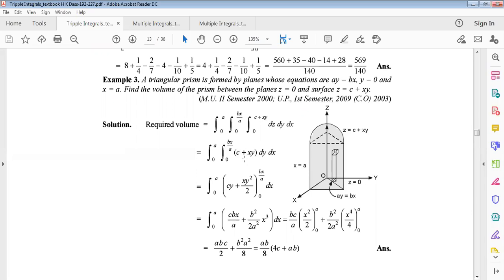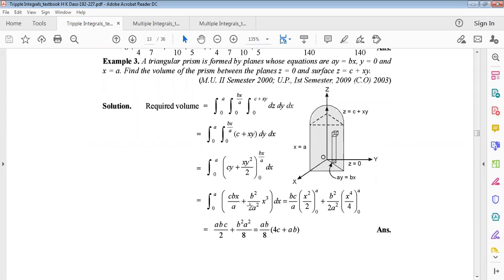Now we have to find out the integration with respect to y. If we integrate with respect to y, this will be cy plus the integration of y, what will be? y square by 2, right? y to the power 1 plus 1 divided by 1 plus 1. This is y square by 2. Now putting the upper limit and lower limit of y, in replace of y we put the upper limit, and if we put the lower limit, the whole will be 0. This is why, just putting the upper limit, we get the result for the y integration.